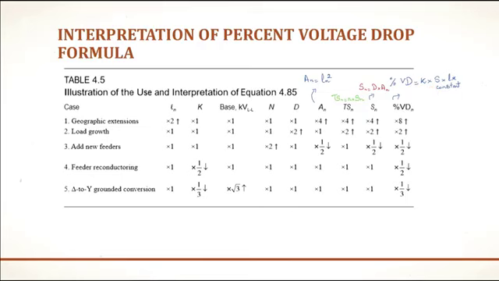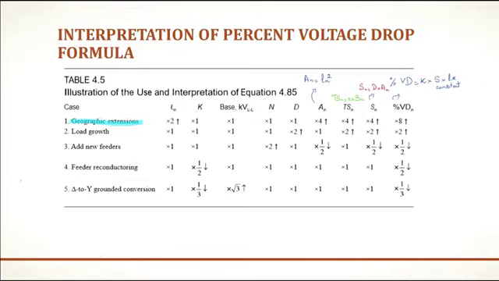So now let's consider case number 1, that is geographic extensions. So geographic extension means that we are increasing the service area. So service area basically increases as a result of geographic extensions of a city. When surface area increases, it means that the length of the feeder is being increased.